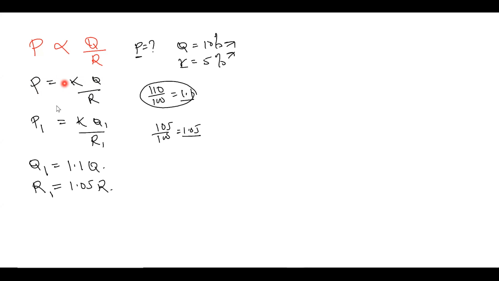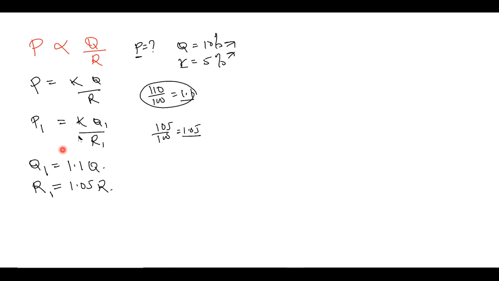After this statement, I have written another statement for P, Q, and R, but I didn't call it P, Q, and R. I called it P1, Q1, R1. Why? Because the statement I've written here is the new values of P, Q, and R after the changes we talked about, where Q increased by 10%, R increased by 5%. So P1 equals KQ1 over R1 represents the new values of P, Q, and R after these percentage changes.